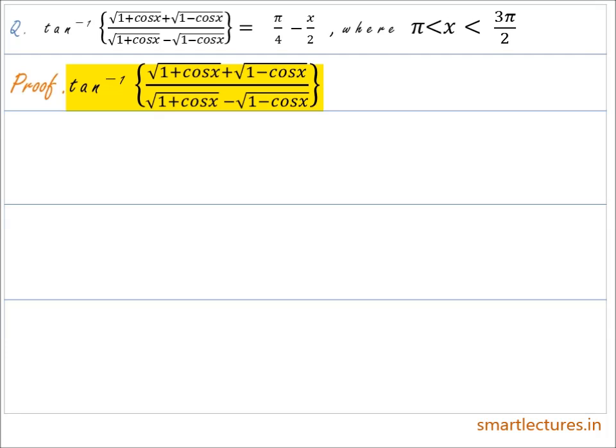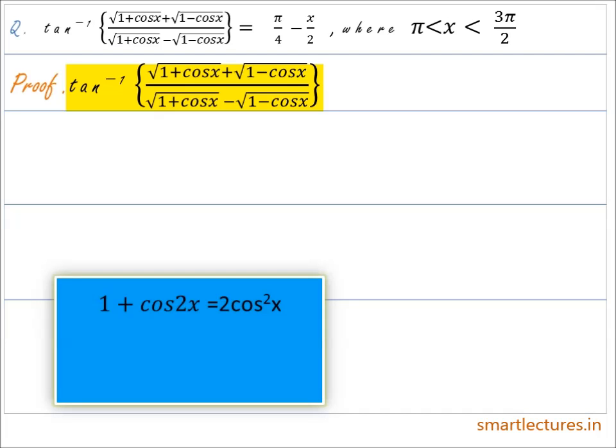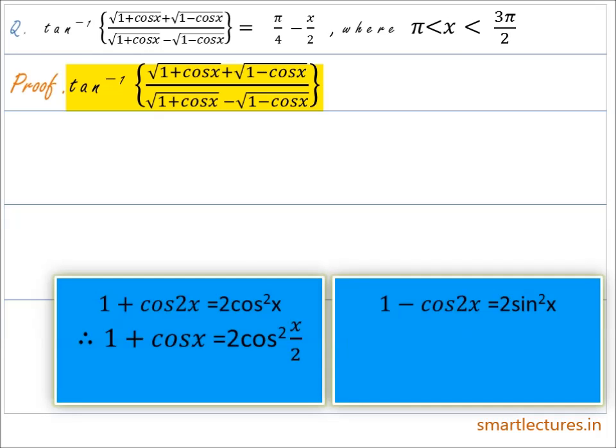You know it very well that 1 plus cos 2x is equal to 2 cos square x, and that means 1 plus cos x is equal to 2 cos square half x, and also 1 minus cos 2x is equal to 2 sin square x, and that means 1 minus cos x is equal to 2 sin square half x.